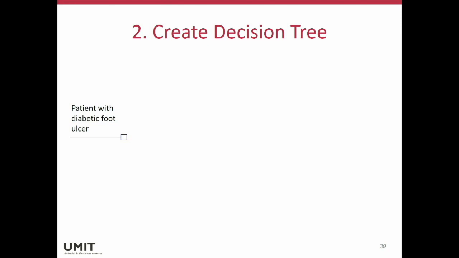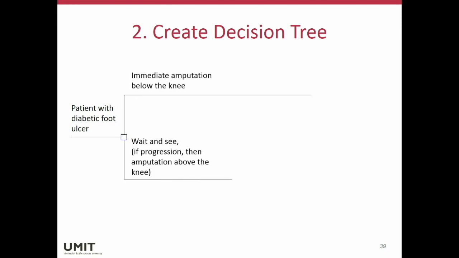The decision node, this blue square here, denotes that we can have different decisions. We could either, what is it? The alternatives we have, you tell me. Immediate amputation below the knee, and the second option was wait and see. So that's what we have.